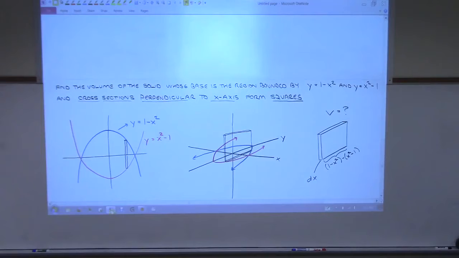So I could slice it this way, right? I could slice it like this. I could slice it any way I want, right? I could slice it like this. To be clear, we want to make sure you understand that the slices that we're making are perpendicular to the x-axis. Understand? That's why that wording is important. So cross sections perpendicular to the x-axis form squares. So when I slice that and pull it to the side, I should have a square.